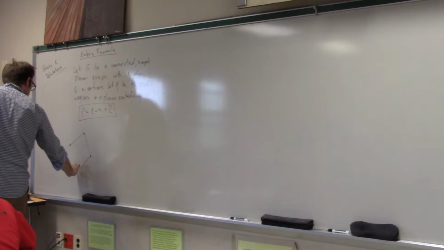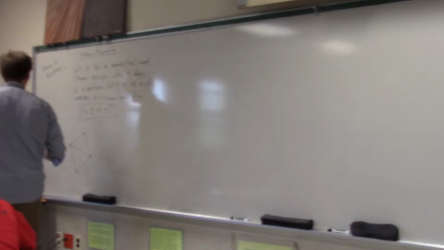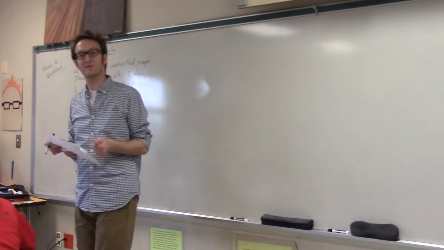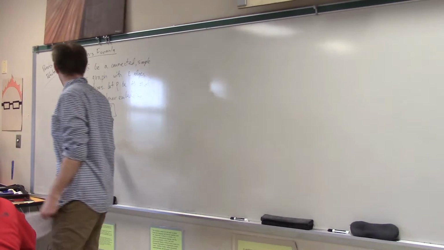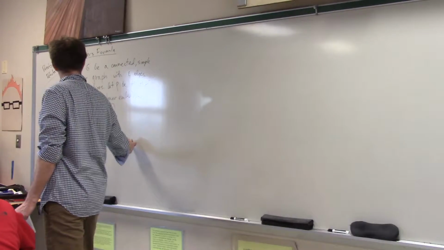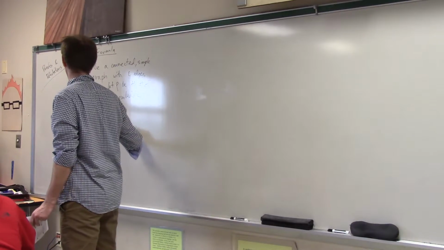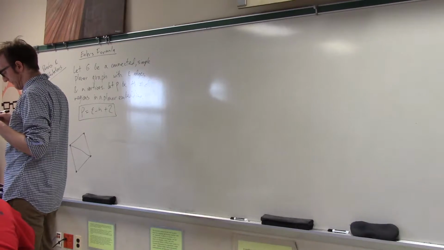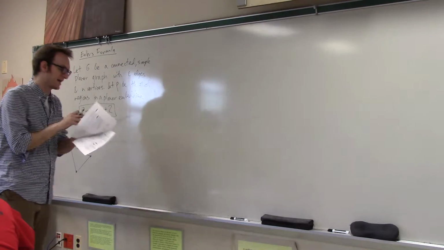If you have a connected graph, take this graph. What is one way in which I could make this graph in a step-by-step way? Well, if I wanted to be weird, I could start with this vertex, and then do this one. But don't do that. Do it in such a way that you add these things one at a time.